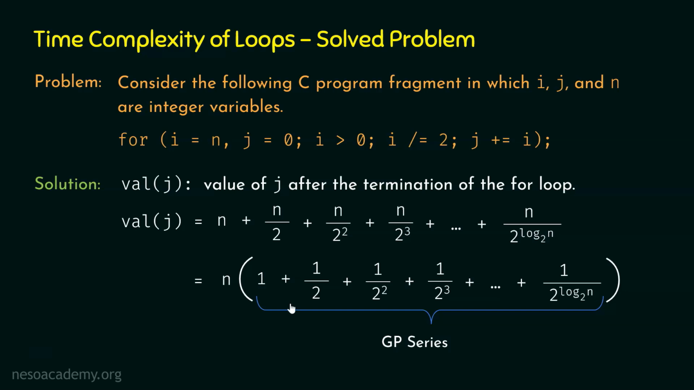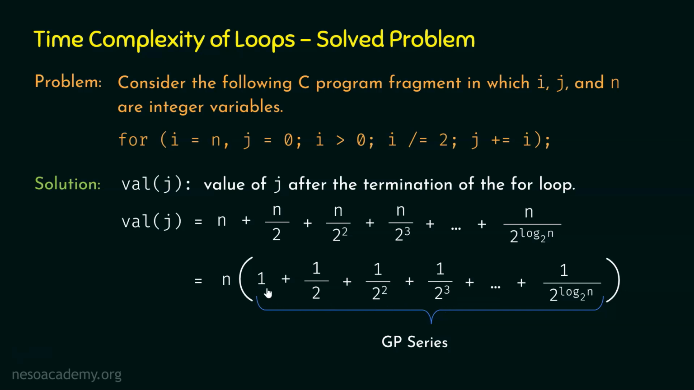What is a? A is 1. What is r? R is 1 by 2. And what is n? N is log n base 2 plus 1. Why? Here we can observe in the last term we have 1 by 2 power log n base 2. We can observe the first term is 1 by 2 power 0. The second term is 1 by 2 power 1. The third term is 1 by 2 power 2. The fourth term is 1 by 2 power 3. So in the powers of 2, the difference is always 1.